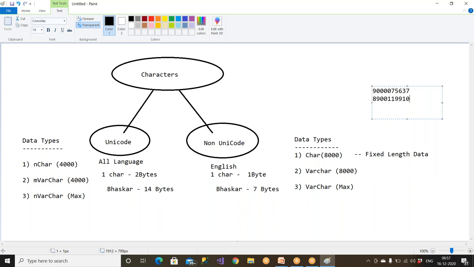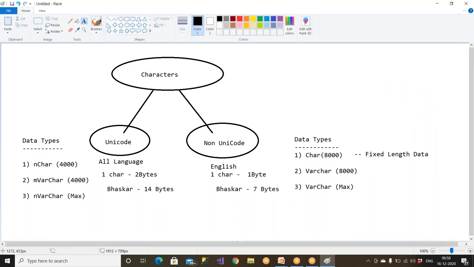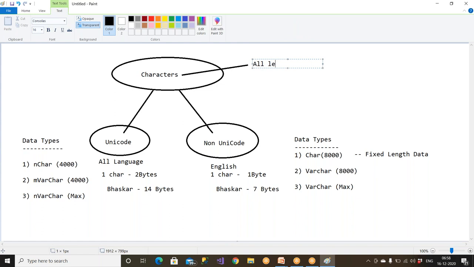Clear? If the length is not changing, then you can use either char or nchar. So if the length is fixed, we can go in for character data. Clear? Many people need to understand what characters means. You need to understand this point as well. Character means all letters, plus special characters.